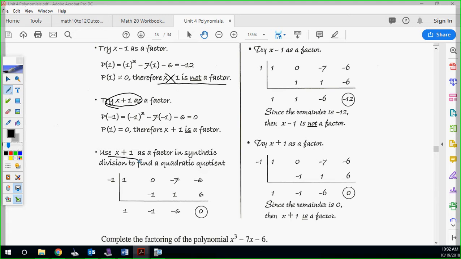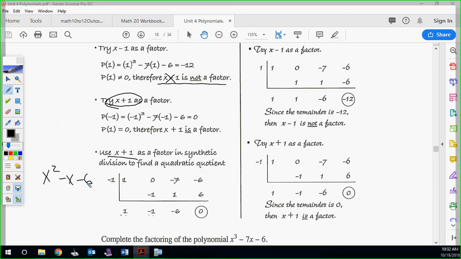Okay, you have an x cubed, no x squared, and a minus 7x minus 6. Drop the 1. Negative 1 times 1 is negative 1. 0 plus negative 1 is negative 1. Negative 1 times negative 1 is 1. Negative 7 plus 1 is negative 6. Negative 1 times negative 6 is positive 6. Remainder of 0. So right now, this is what's left: x squared minus x minus 6.